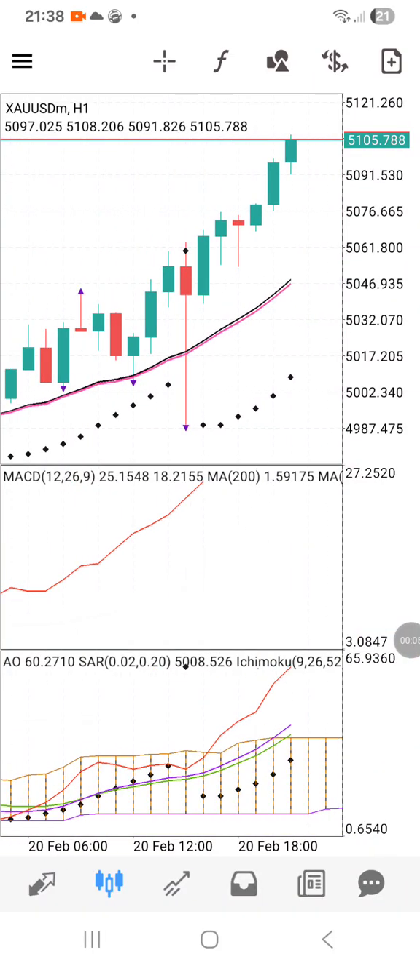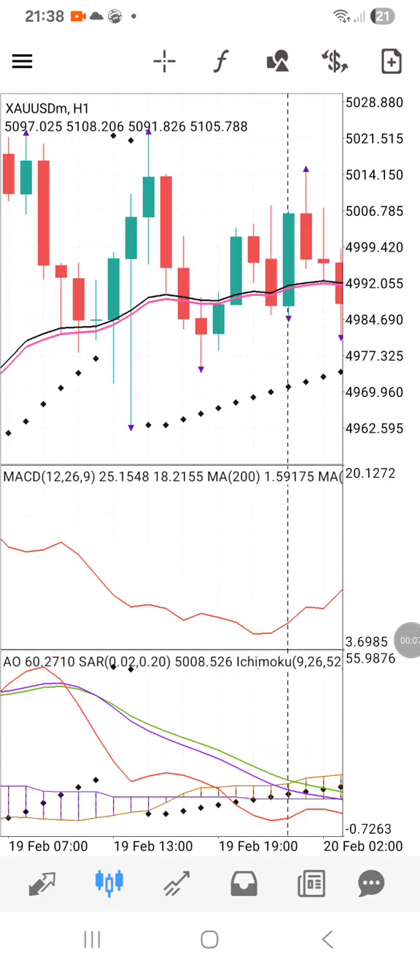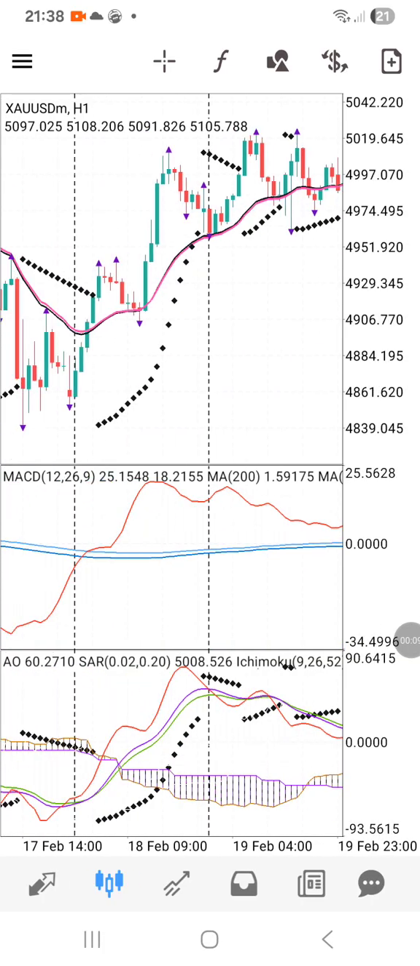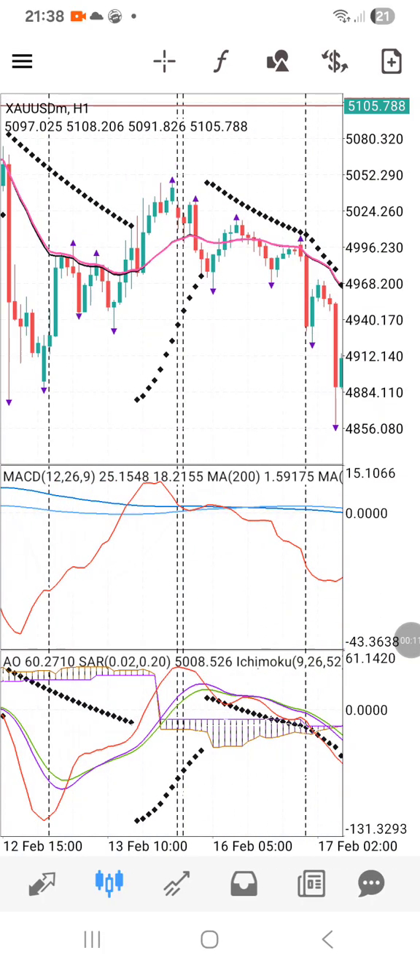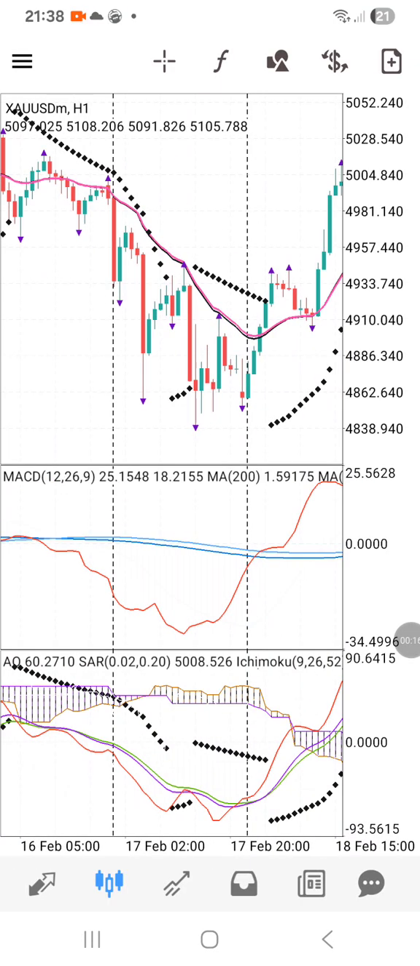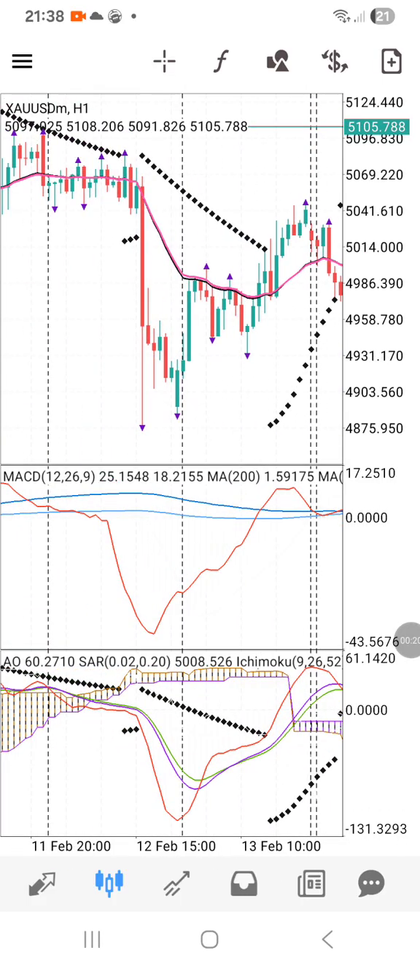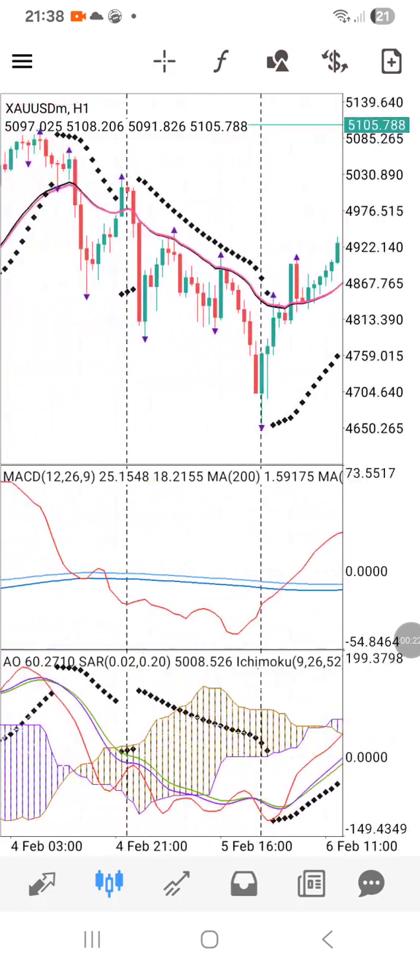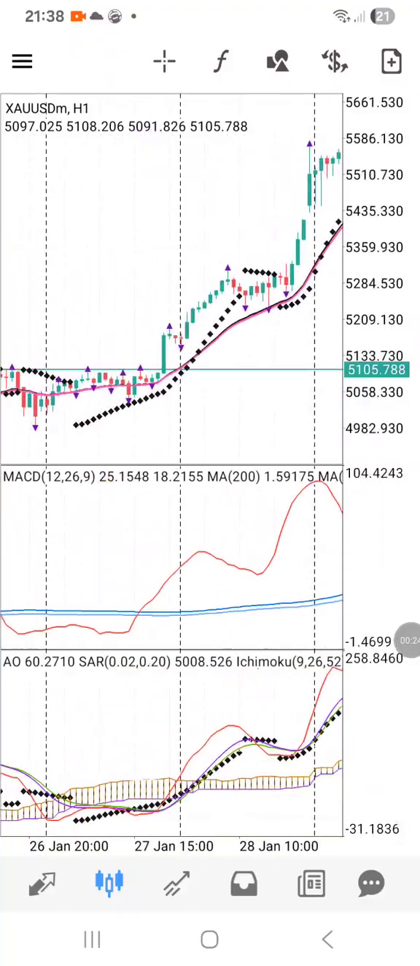So this is to explain how to analyze the price of gold using the smart money concept and some indicators. So here, using SMC, let's start from here.